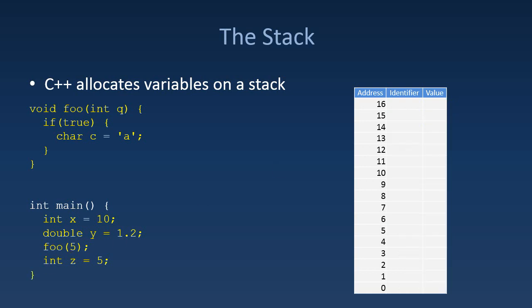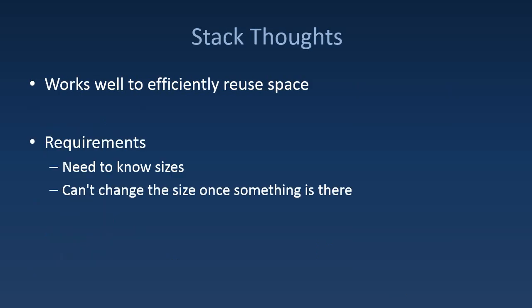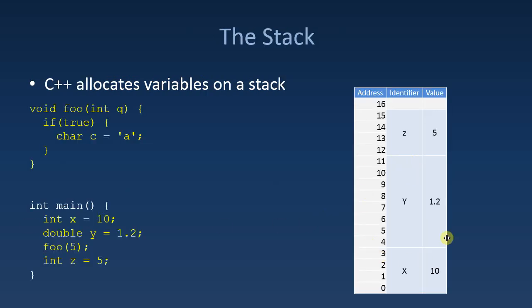And then as we continue on and we finish up main, the whole stack goes away. We're done with all those variables and we can release that memory. So this is an efficient way to keep reusing space for all those temporary variables that are created as our code is running. The only problem is to do this well, to lay this out, we need to know how big each thing is, so how much space it's going to take on the stack, and we can't change those sizes once they're there. And I can't easily change the size of y because z and x are stacked on either side of it. So what does this have to do with arrays?